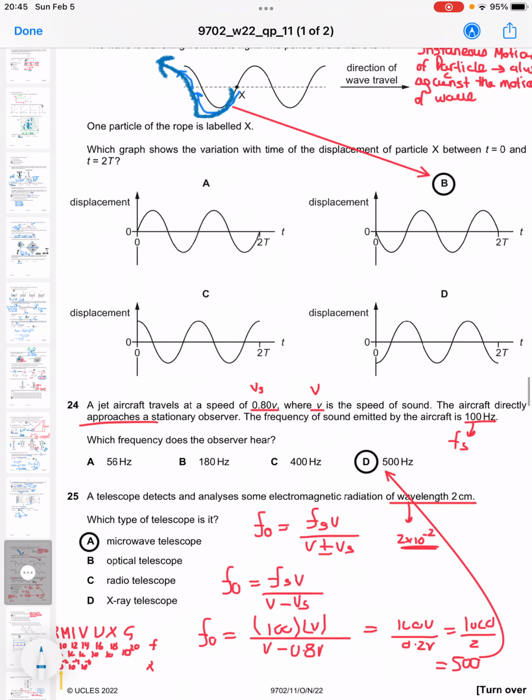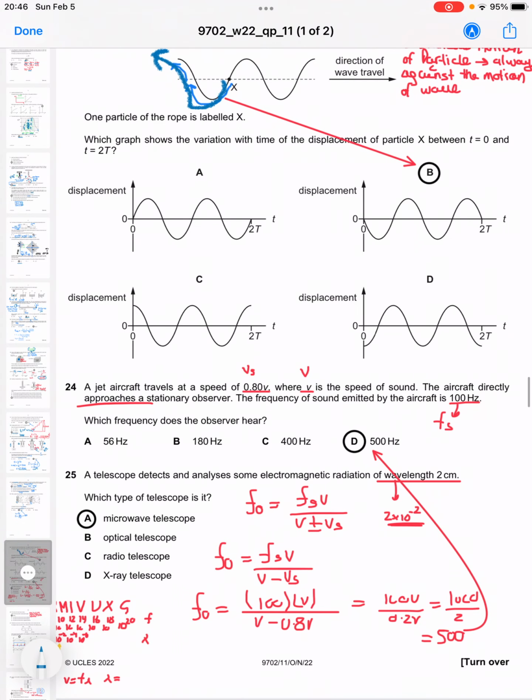Question number 24 says that a jet aircraft travels at a speed of 0.8v, that's the source velocity, where v is the speed of sound. The aircraft directly approaches the stationary observer, so we have to apply f_s v over (v minus v_s). The frequency of the sound emitted by the aircraft is 100, that's the source frequency. Which frequency does the observer hear? Just apply f_0 equals f_s v over (v minus v_s), plug in the values, and the answer becomes 500 hertz.